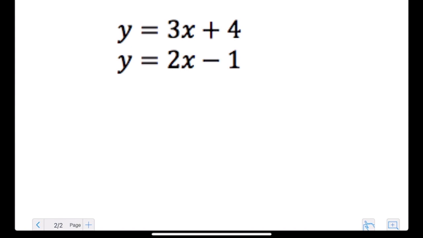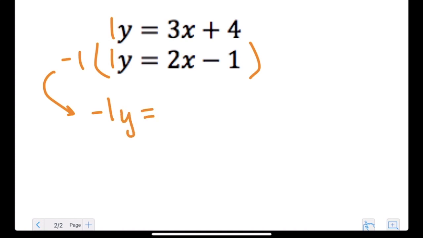So everything's aligned. Now we need to make sure that the coefficients on one of our variable terms match except for their signs. So notice we have them almost matching. Both y's have a coefficient of 1. So let's go ahead and multiply that bottom equation by a negative 1. And then we'll have not only matching coefficients, but opposite signs, which is what we want.